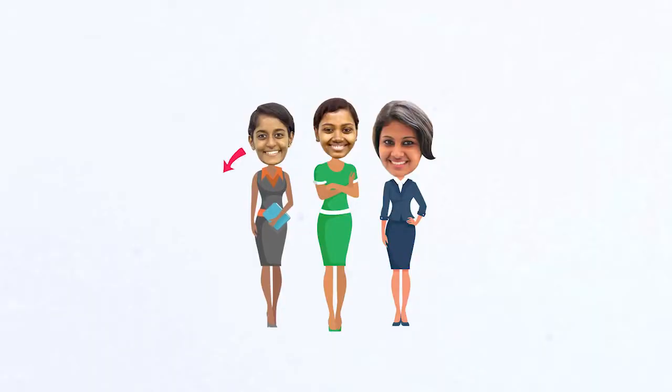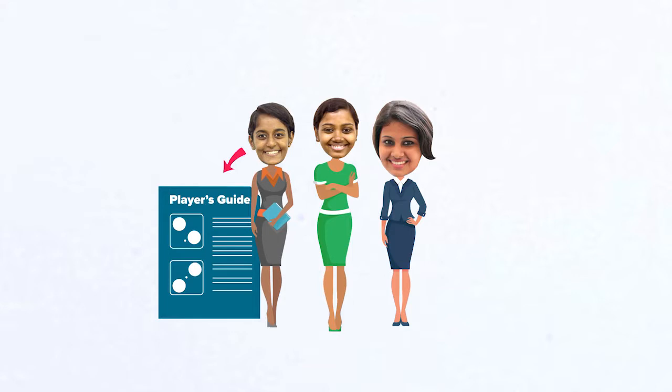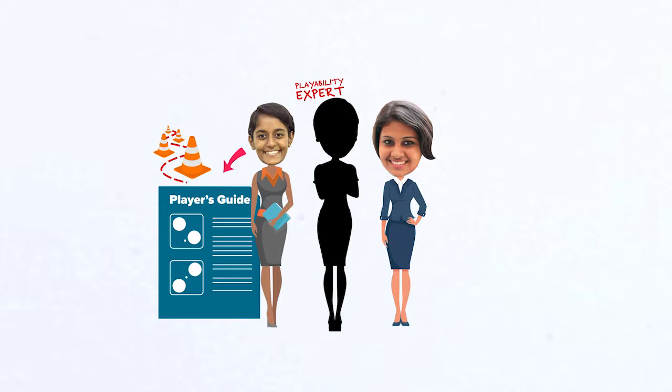The issue was that in order for Alia to write the player's guide, she needs to be trained on each level of the game. Now Tisha, the playability expert, can help here because she maintains all the documentation related to the game. But the only problem is that she was not available at office and she was at home. So there was no way for Tisha to train Alia on each level of the game.